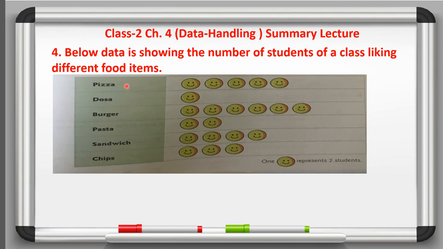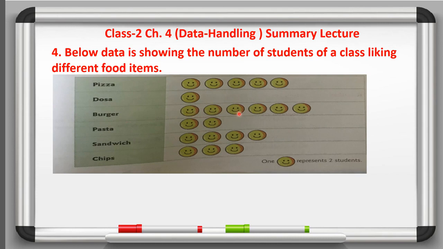So how many students like pizza? 1, 2, 3, 4, 5. So 5 means 5 multiplied by 2, that is equal to 10, means 10 students like pizza. Now we will see how many students like dosa. Only one smiley is there, so 1 multiplied by 2 and that is equal to 2, means 2 students like dosa. Now burger. How many students like burger?